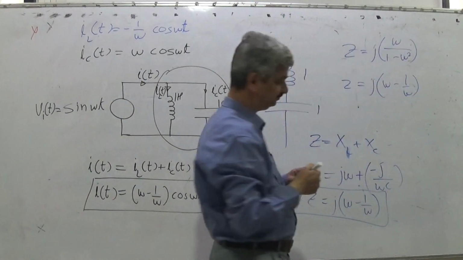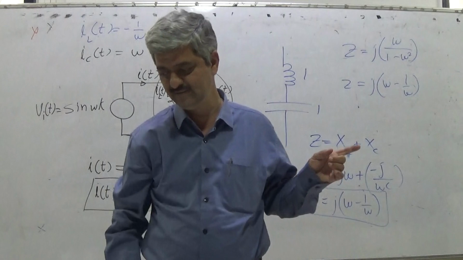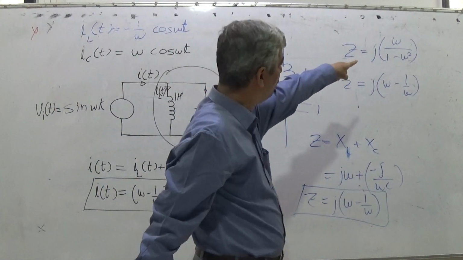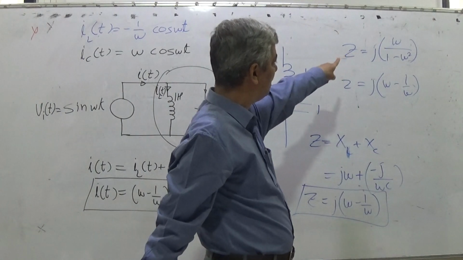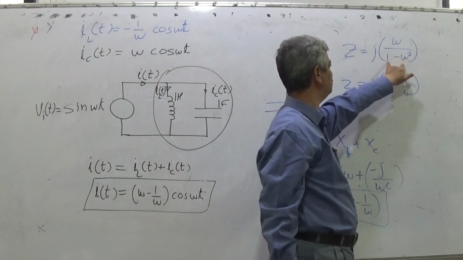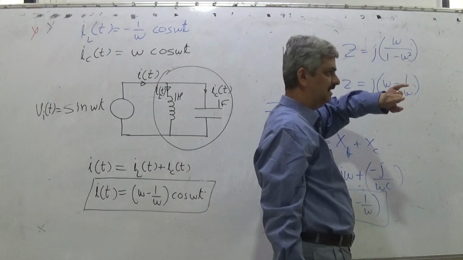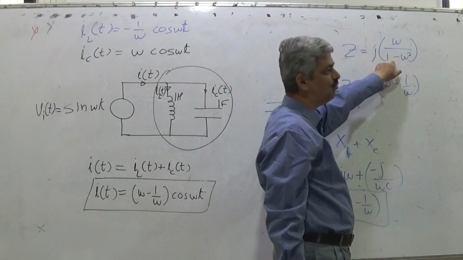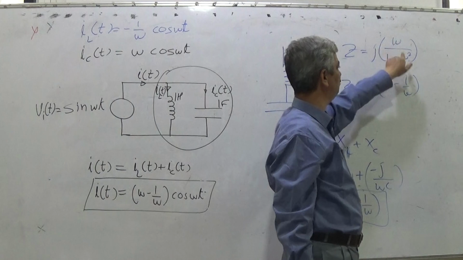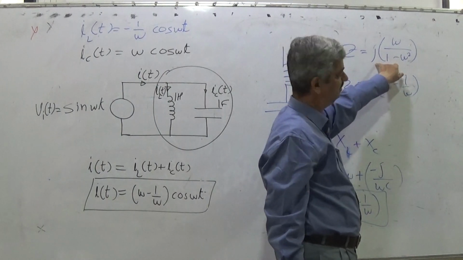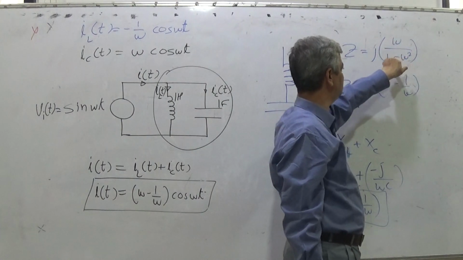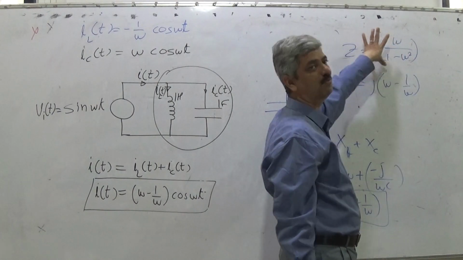So for a parallel circuit, what happens? At omega less than 1, this is positive, overall positive, it is like an inductor. For omega more than 1, this is positive, this is negative, it is like a capacitor. For omega equal to 1, this denominator is 0, it is an open circuit.